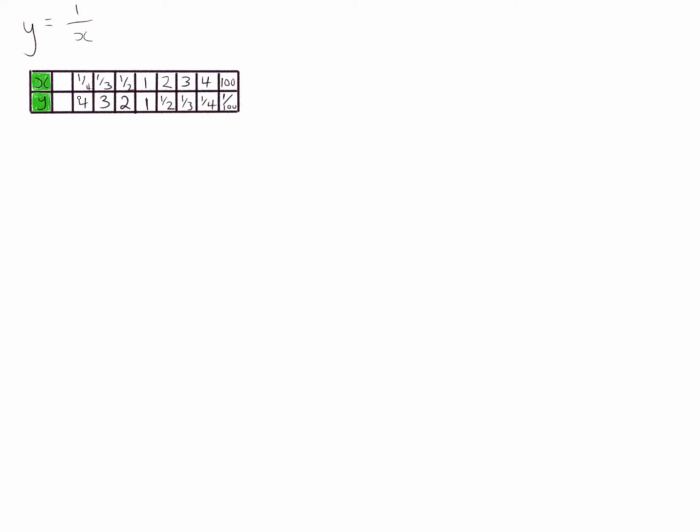4. And we could do the same thing as before. Let's skip a bit and go to 1/100th. 1 divided by 1/100th is 100. So as we get smaller and smaller positive values of x, our function gets really, really big. So let's graph this part of the function.